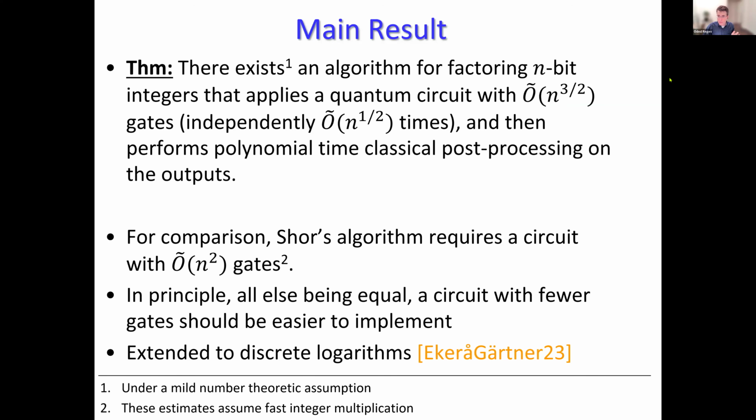Questions so far? Oh, Ronald, I have a question. Oh, sorry. Okay, that's even better. What's the mild number-theoretic assumption? Yeah, so there are two small prints here, right? Let me start again with that question. The mild number-theoretic assumption, you'll see later where it shows up.